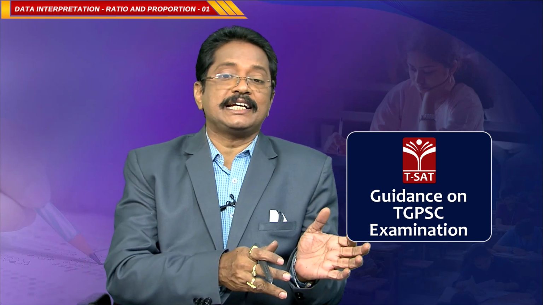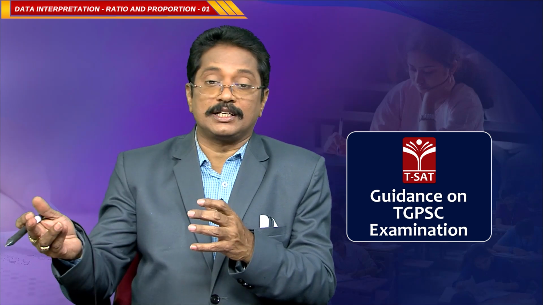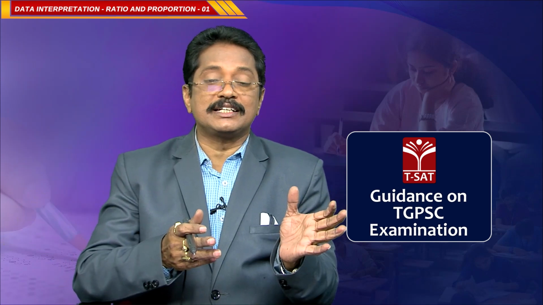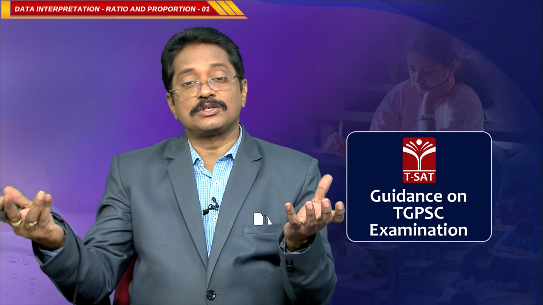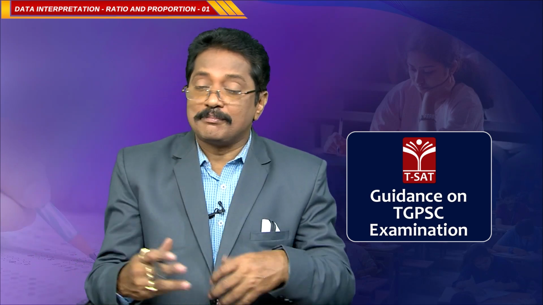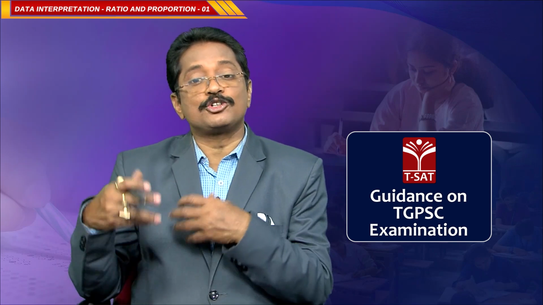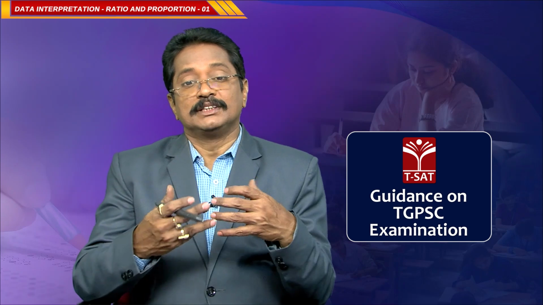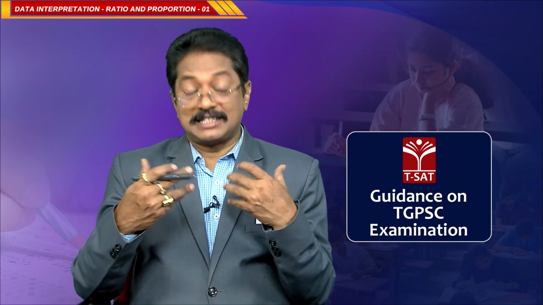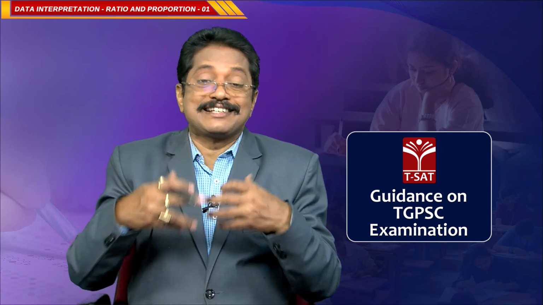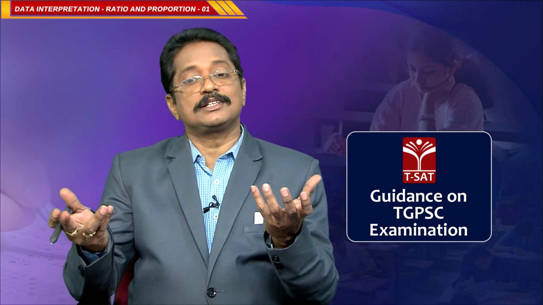If one quantity increases, the other quantity also increases. If one quantity decreases, the other quantity also decreases. If the number of earning people in a family increases, the total income of the family also increases, correct? If the number of family members increases, the expenditure of the family also increases.